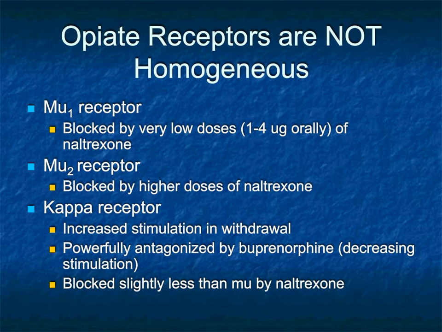Buprenorphine is very powerful for antagonizing this and decreasing that stimulation. So this is something which we use, and most physicians may or may not understand that this is what's going on, but this is the reason why people have very, very important and major effects from very low doses of buprenorphine. And maybe one reason why it's so hard to get off buprenorphine is because it's blocking kappa at very low doses.